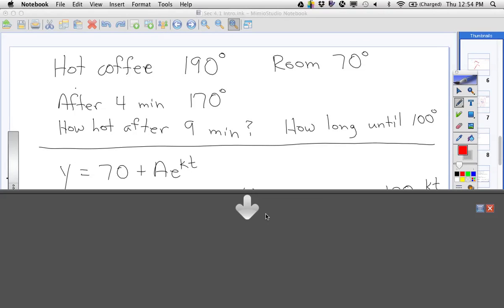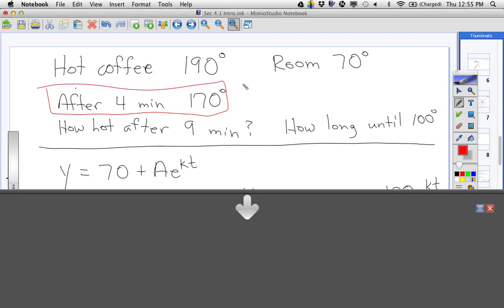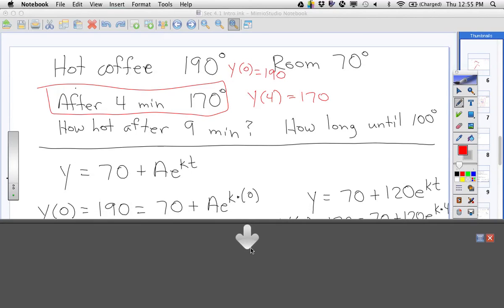All right, now what can I plug in to help me find some of these missing pieces, the A and the k? I could plug in this, but there's one I ought to plug in first. I ought to plug in y of 0 is 190, because that's a really nice thing to plug in. 0 is always a good thing to plug in if I can. So that's what I would do first. And so where do I put the 190? In for the y.